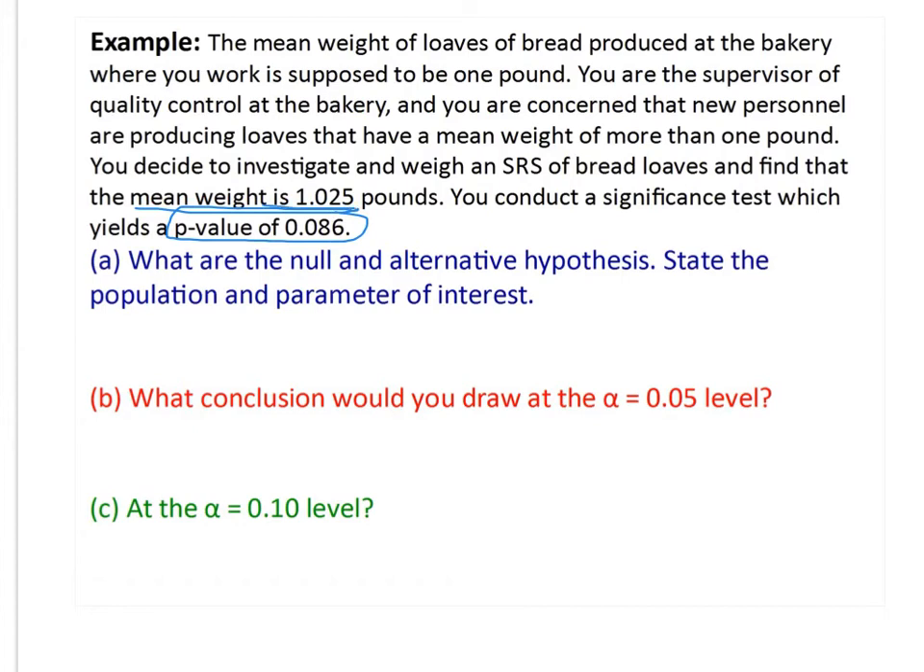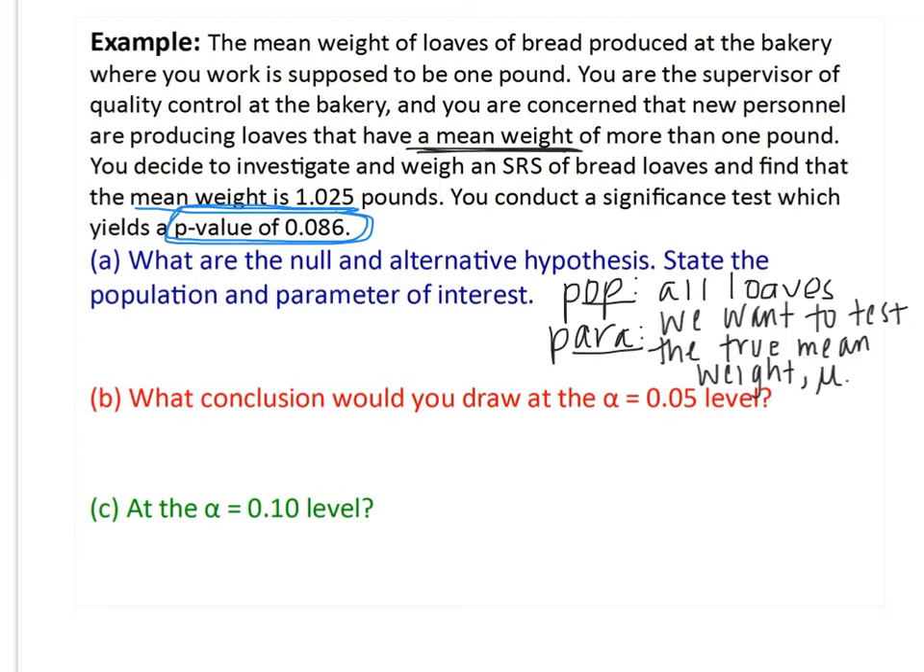So we're given a p-value this time. In the first video we weren't, but we're going to start off the exact same way. What are the null and alternative hypotheses? And then state the population and parameter. Well, we said the population was all bread loaves. And the parameter is we want to find the true mean weight, or we want to estimate the true mean weight. So we want to test the true mean weight mu.